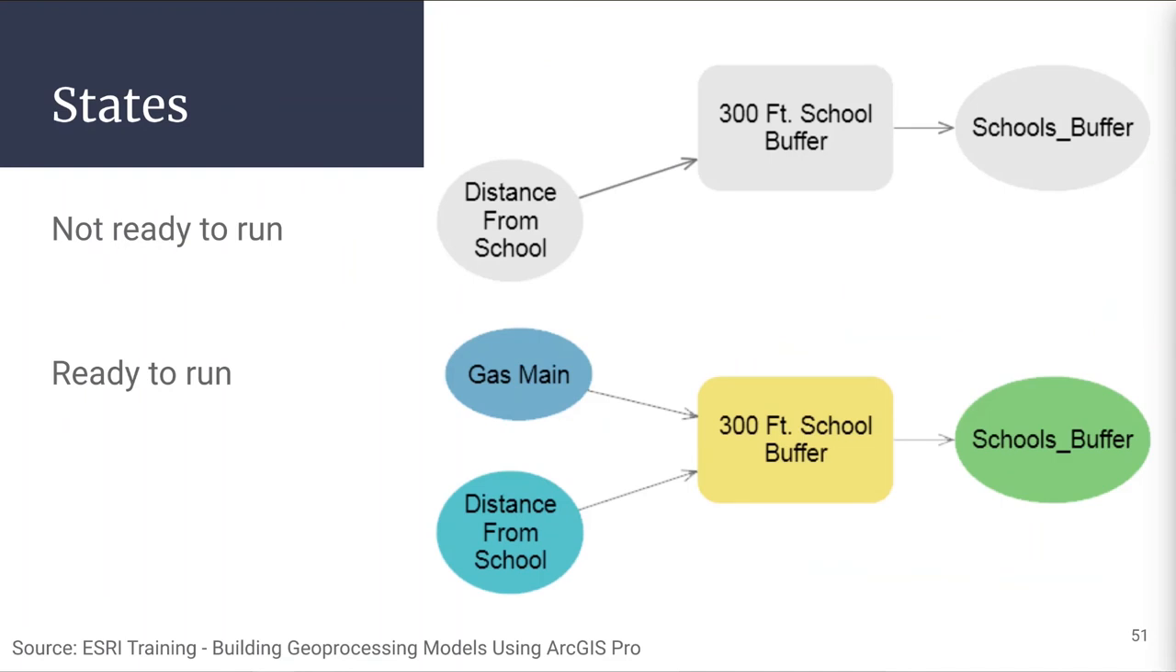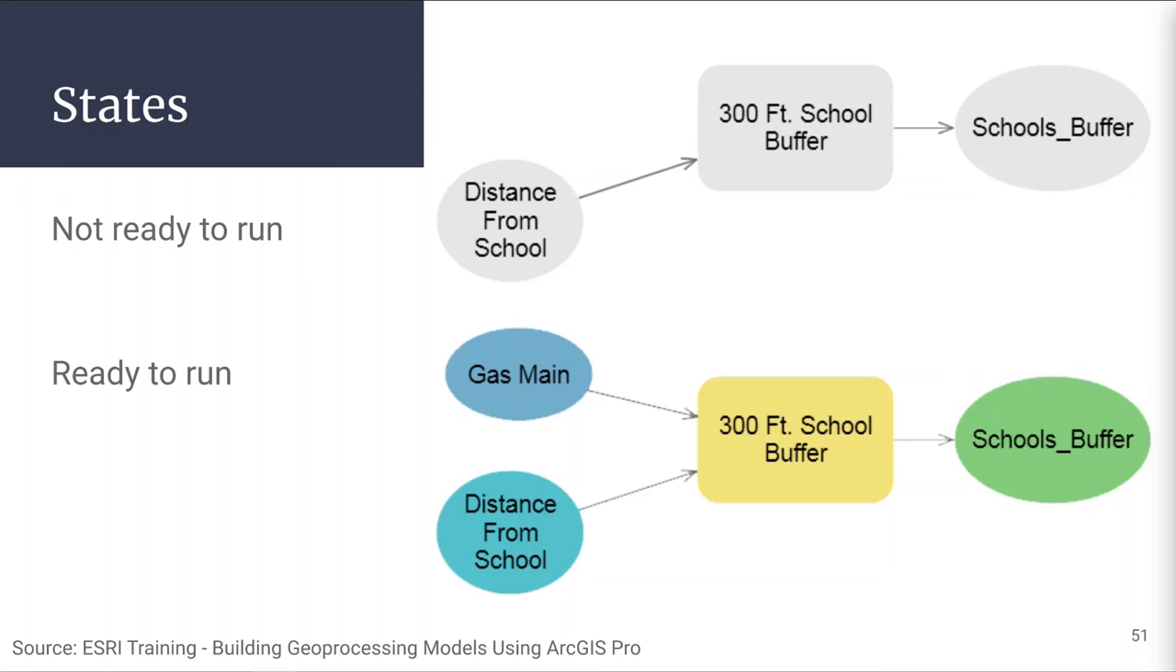Then each of these model elements can have a state depending on if they're ready to run or not ready to run. That 4th step in the entire process was called validate the model. If it's not ready to run, it would not be validated, and each of these different elements would show up in gray. So a gray model is not ready to run. That means there's some problem with it.